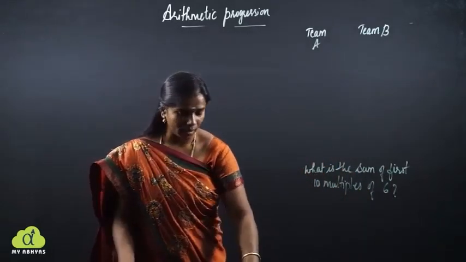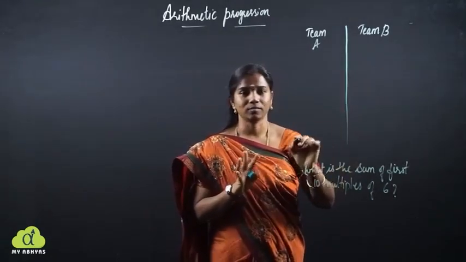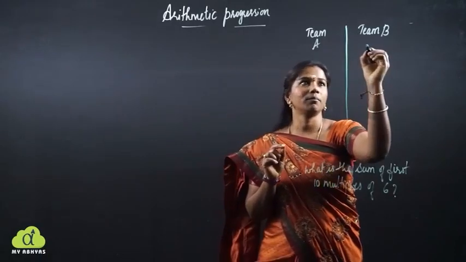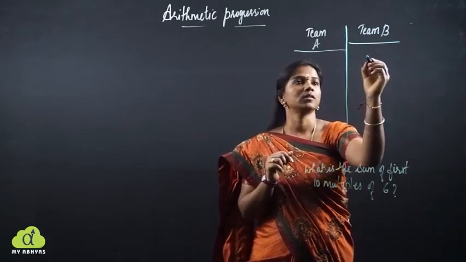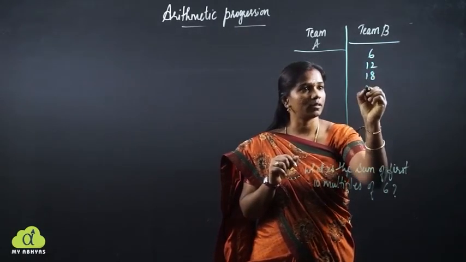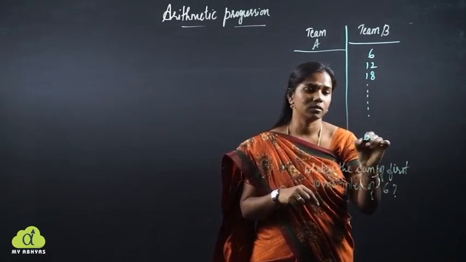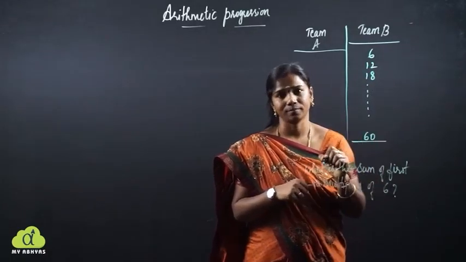Team A answered very quickly by using some shortcut. But team B just took 6 ones are 6, 6 twos are 12, 6 threes are 18. They wrote all the 10 multiples and started adding.